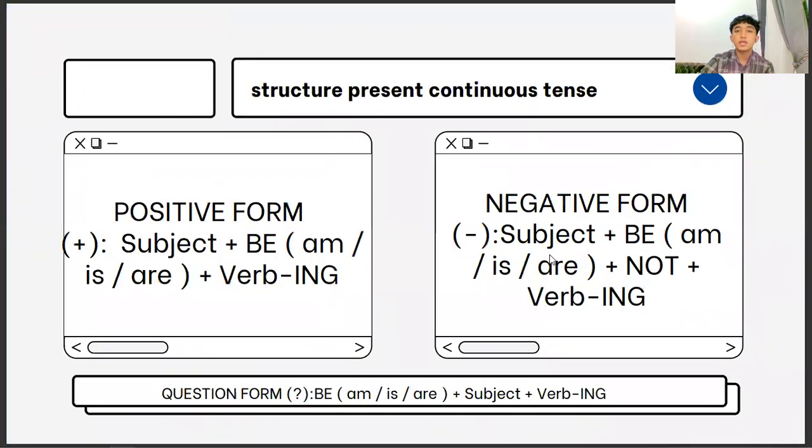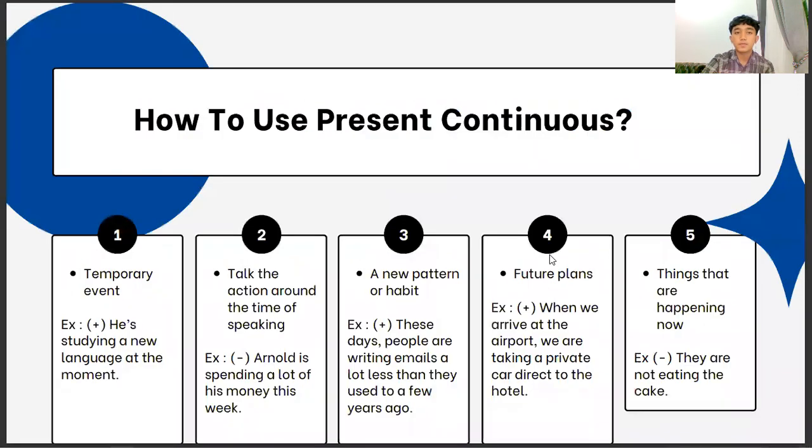And for the structure, for positive form, you can use subject plus to be is, am, are plus verb plus ing. For negative form, subject plus to be is, am, are plus not plus verb ing. For question form, you can use to be is, am, are plus subject plus verb ing.